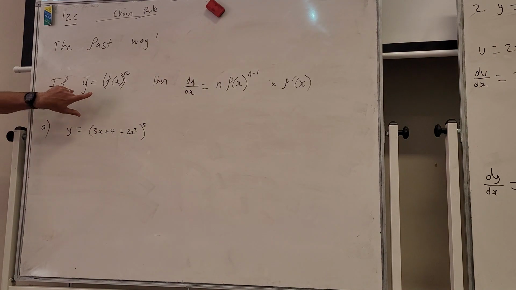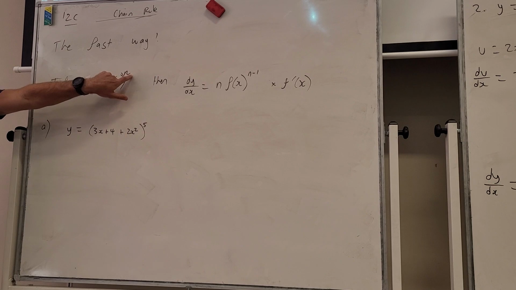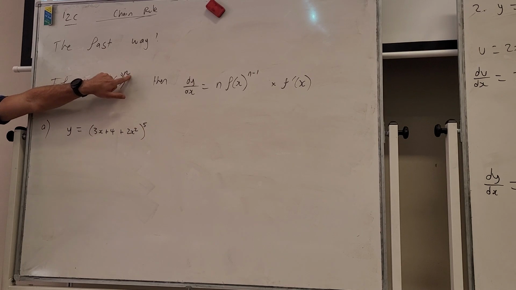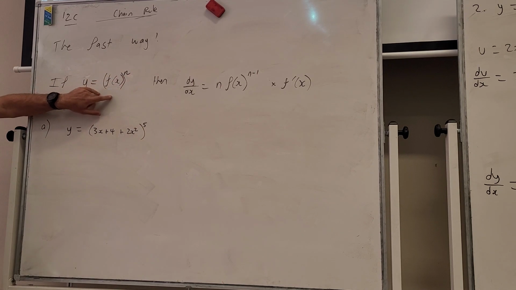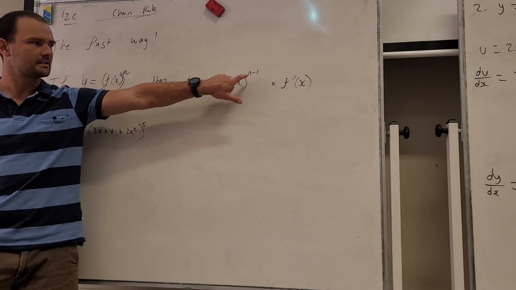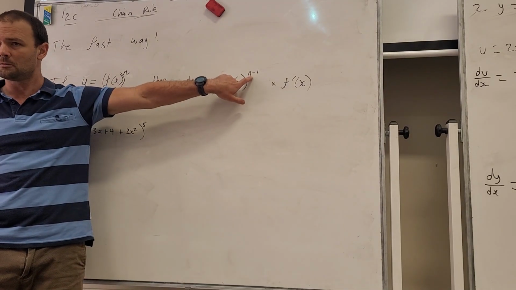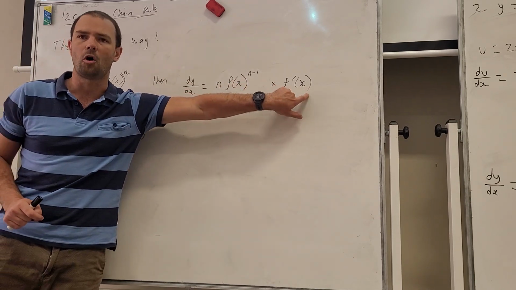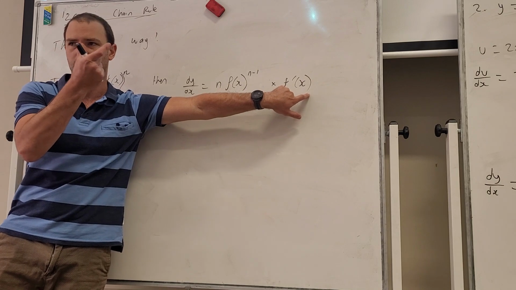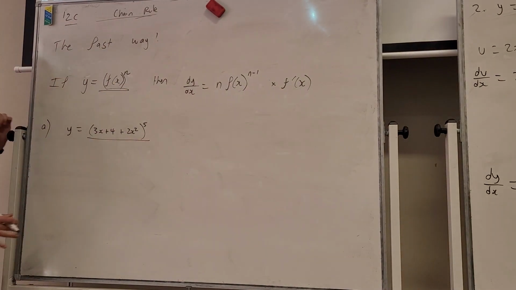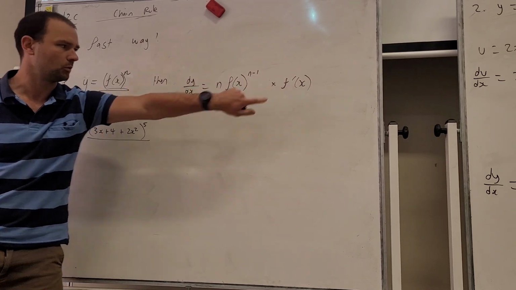So we have some function to the power of n. That's what all problems involving chain rules are. There's some function to the power of n. If this is the case, then the derivative can be expressed as n f of x to the n take 1, that's the power rule, but then multiplied by the derivative of the inside function. Okay? So let's compare this statement with this one and see if we can follow this rule.